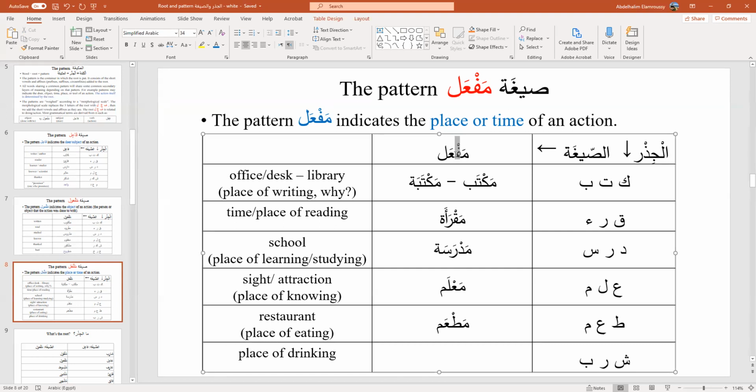Yes, replace the fa with the first letter of the root, which is the qaf. Replace the ayn with the second letter of the root, which is the ra. Replace the lam with the third letter of the root, which is the hamza, and then add everything else as it is. So it will be maqra without the ta marbuta here at the end. And if you'd like to make it feminine, you will say maqra'a. So maqra'a will be the place of reading. And as I told you, in classical Arabic, whether a word will be masculine or feminine, it will depend.